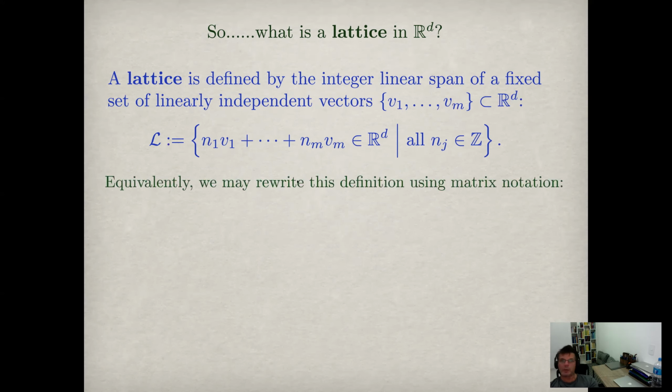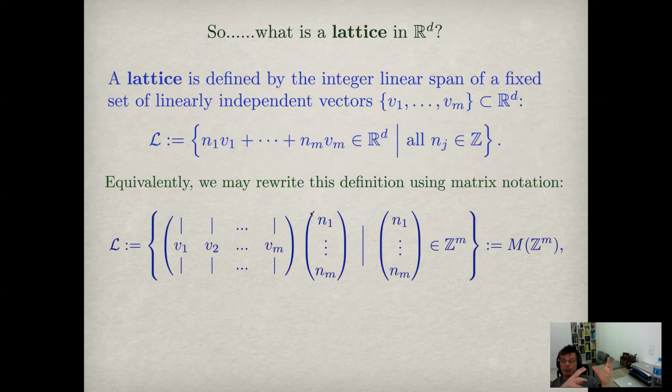And we notice that once we write it down, we can equivalently write it in a matrix form. Namely, it's the matrix M whose columns are the vectors v, times an integer vector n1 up to nm, composed of integers. And so we can write it as M of Z to the m. In other words, we can write it as the image of the integer lattice under the matrix M. And this way of writing a lattice is a very, very common way to write it, and we'll keep using that throughout.